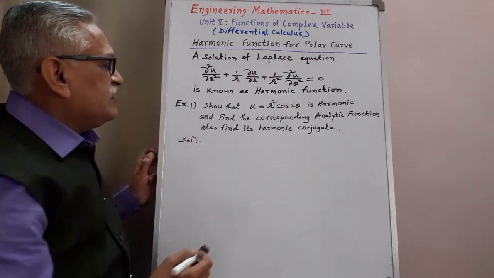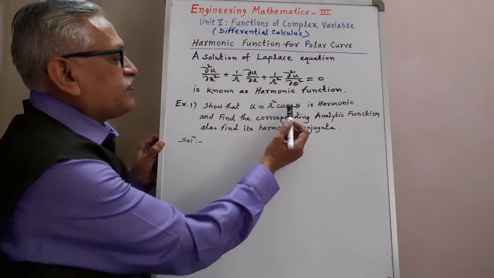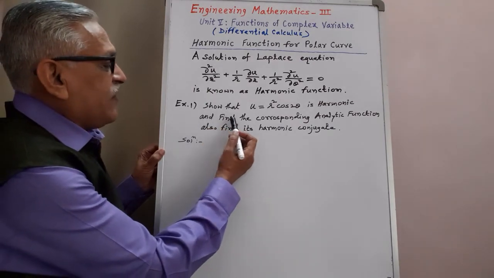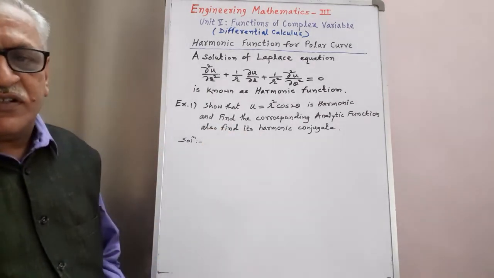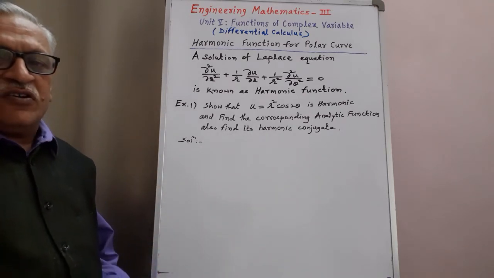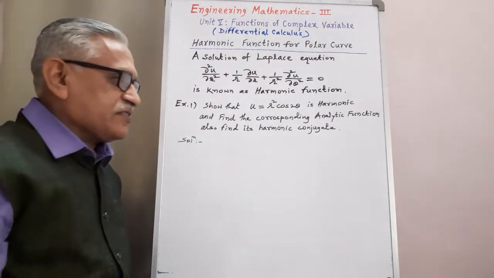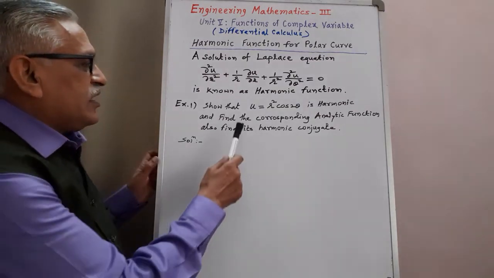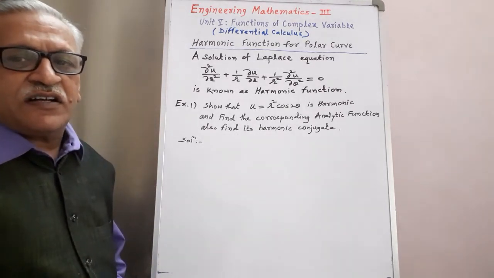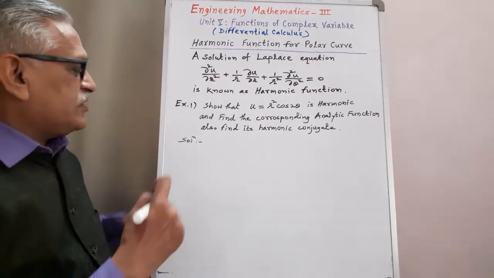First example, show that u = r² cos 2θ is harmonic and find the corresponding analytic function. Also find its harmonic conjugate. All the things whatever we have discussed for Cartesian type of curve, here also we require to show that it is harmonic, first part. Second part, construct the analytic function. And third part, find its harmonic conjugate.